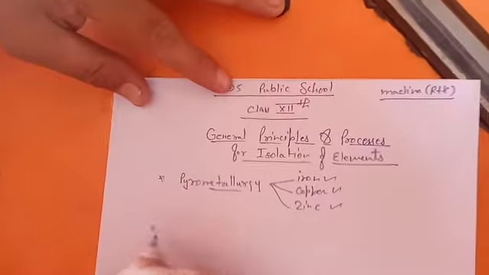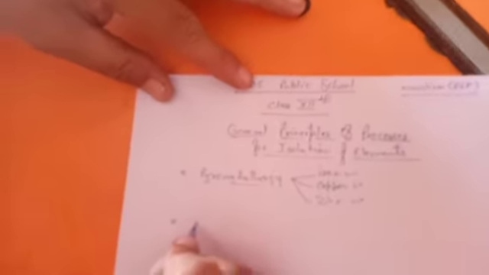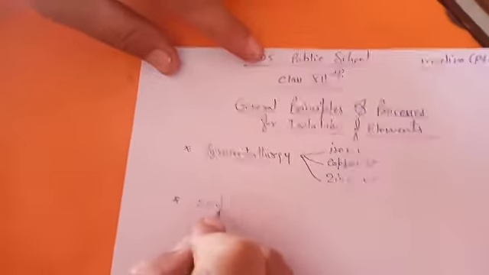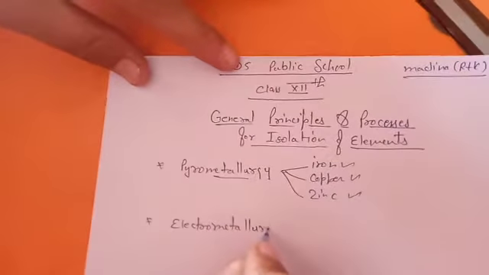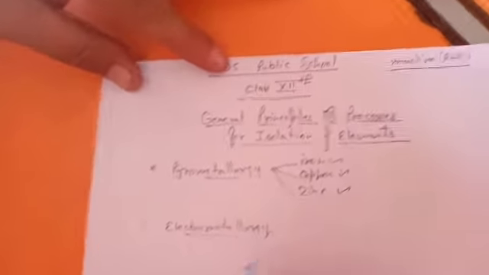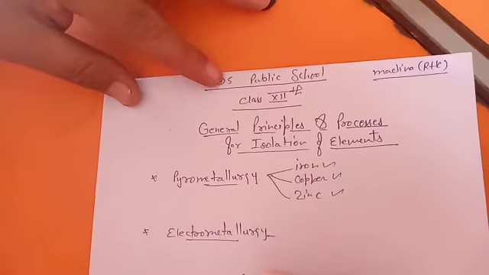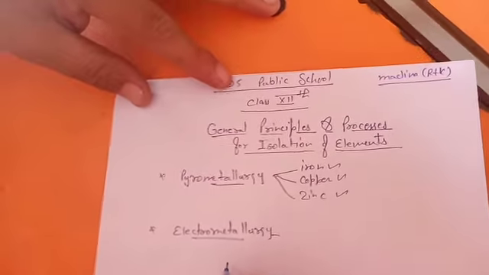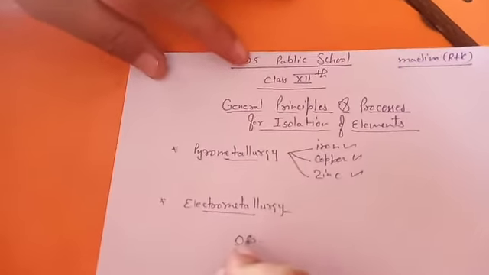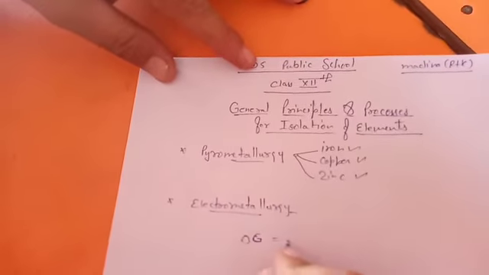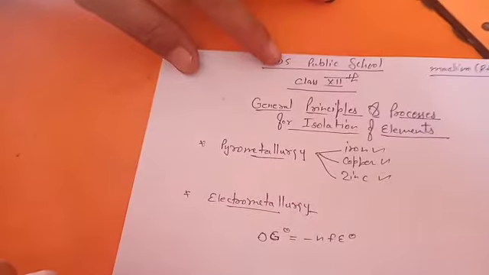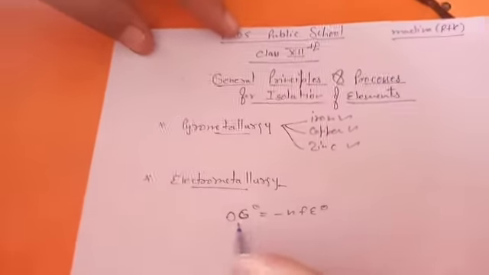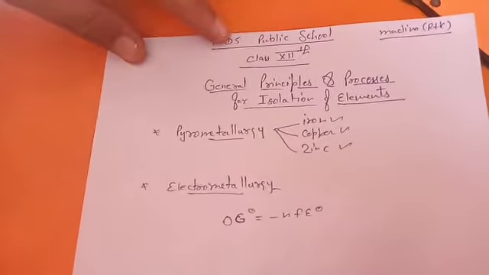Now, today our next extraction process is on the basis of electrometallurgy. That is, we are applying electricity or doing electrolysis for that purpose. We can understand this on the basis of thermodynamics: we know that delta G is equal to minus nFE naught. If E naught for any particular redox is positive, then delta G will come negative.